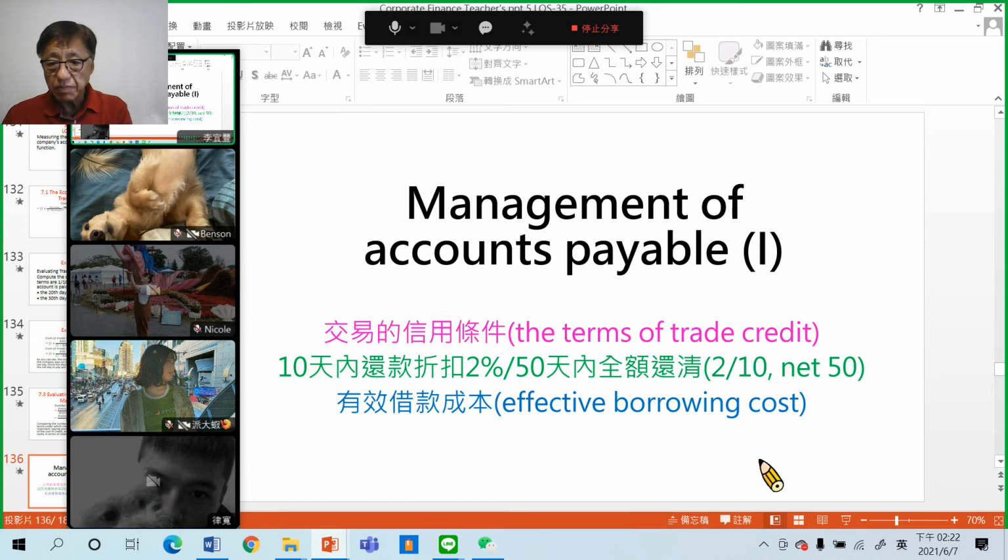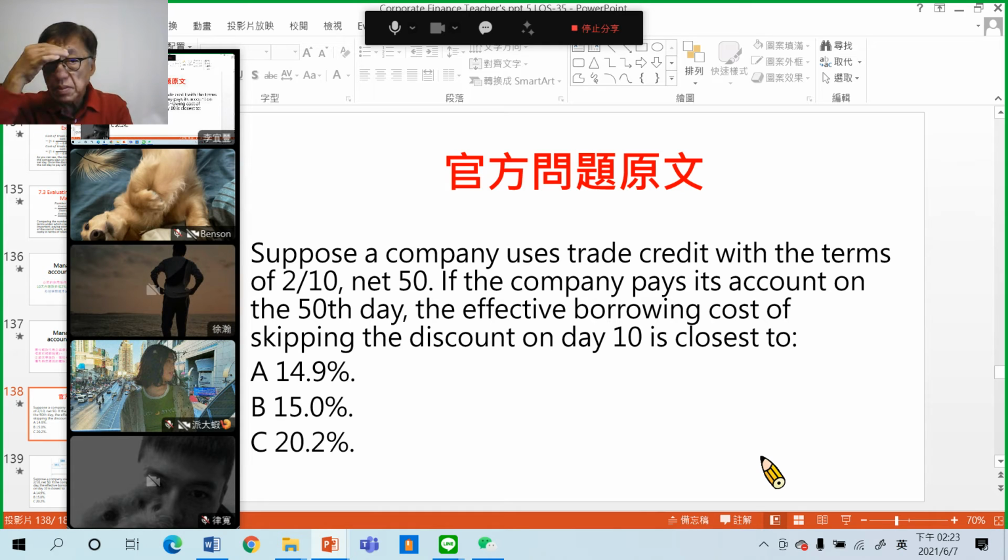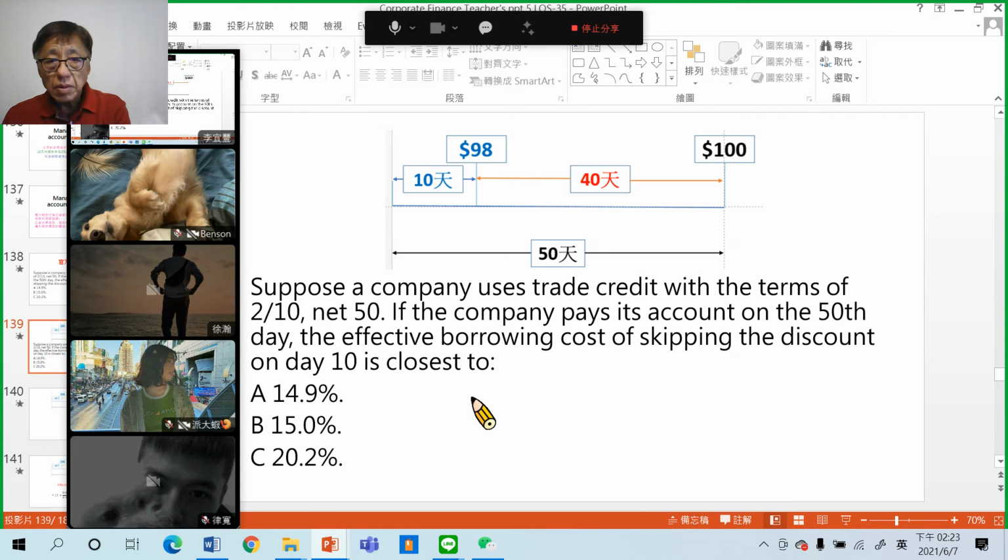How to calculate the effective borrowing cost? Suppose the company uses trade credit with the terms of 2/10 net 50. If the company pays its account on the 50th day, the effective borrowing cost of giving up the discount on day 10 is closest to what? The 2/10 net 50 means that if the amount due is paid within 10 days, you will have a 2% discount, and otherwise the amount is due in full within 50 days.